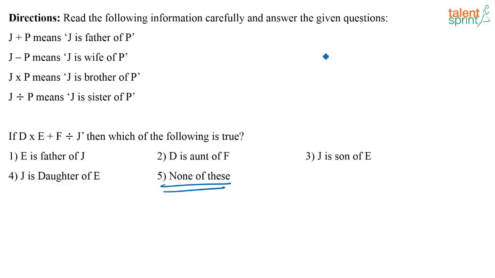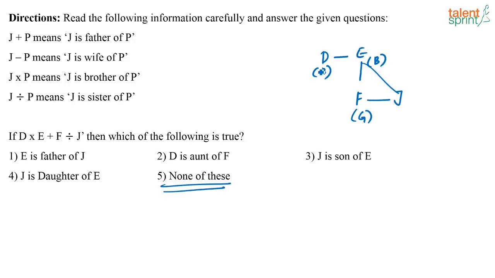So D cross E means D is the brother of E. So male. E plus F means E is the father of F. So again a male person. And then F divided by J means F is the sister of J. So female. Now what is the question? Which of the following is true? E is the father of J. That is true, correct? See, F, these two are siblings, so definitely E has to be the father of J.